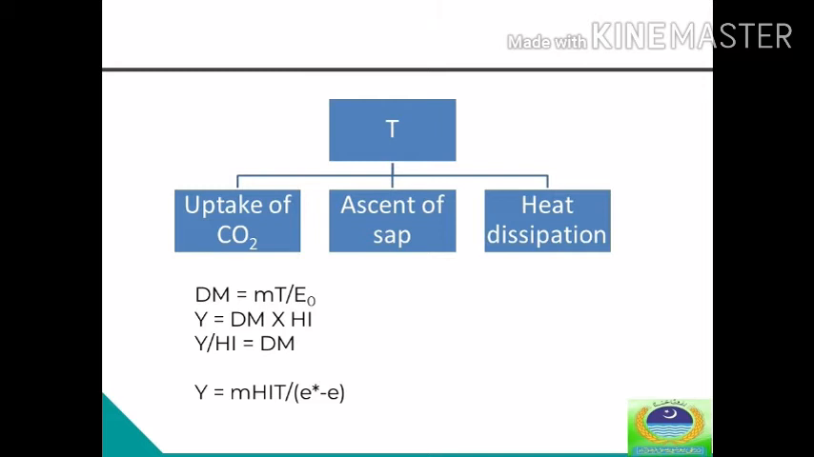Since yield is a product of dry matter and harvest index, Y over HI can be substituted for dry matter. HI or harvest index is the ratio of economic yield to total above ground biomass or biological yield. M or crop coefficient varies with C3 and C4 mode of photosynthesis, and its value is higher for C4 than C3 plants.